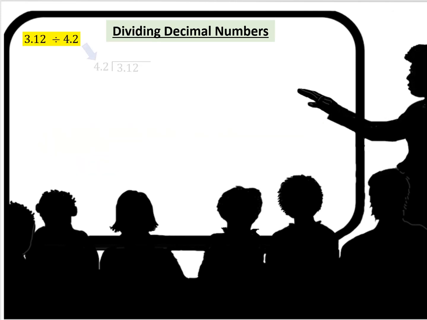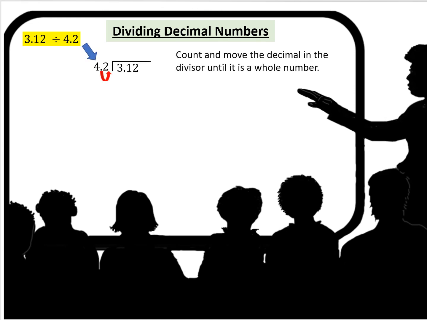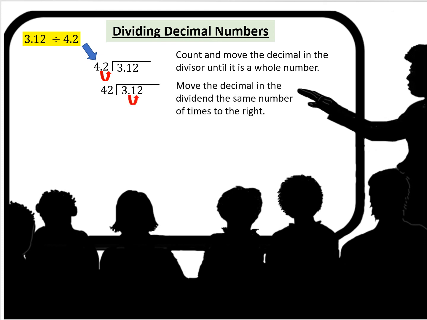When dividing decimal numbers, the first number, 4.2, is the divisor, and underneath there you see 3.12. That's called the dividend. So you're going to count and move the decimal in the divisor until it's a whole number, until I get to 42 in this case.